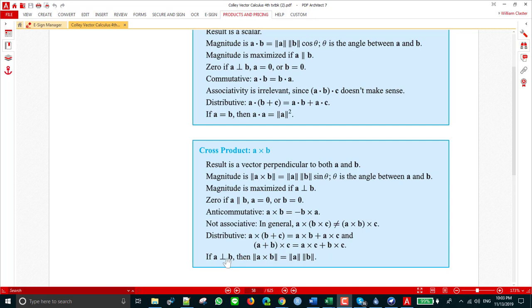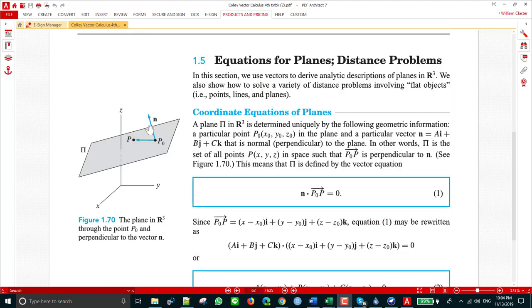and if they're perpendicular, then the norm of the cross product is equal to the product of the norms. So remember, this is a cross product, but this is just scalar multiplication because it's a number and a number. But this works only when they are perpendicular. Okay, next we want to do section 1.5, equations for planes and distance problems.